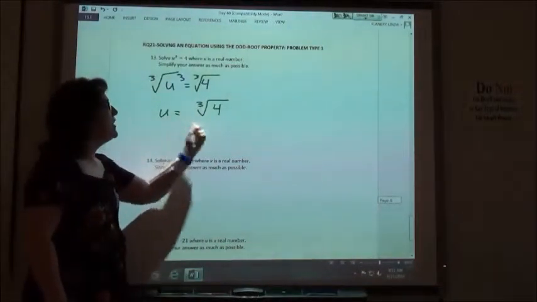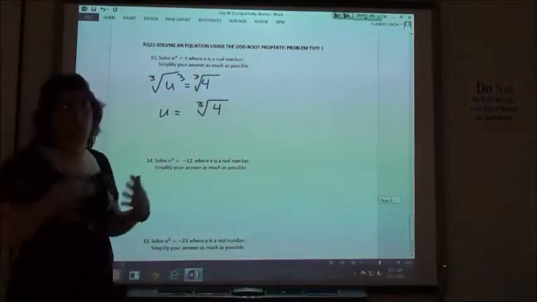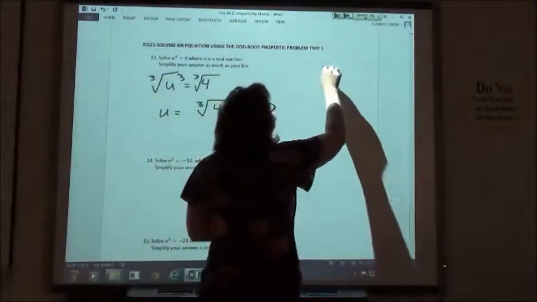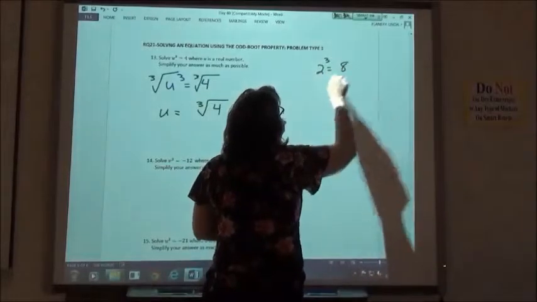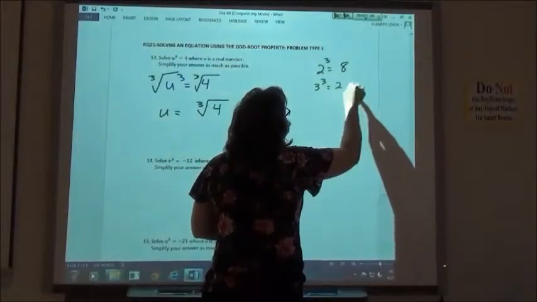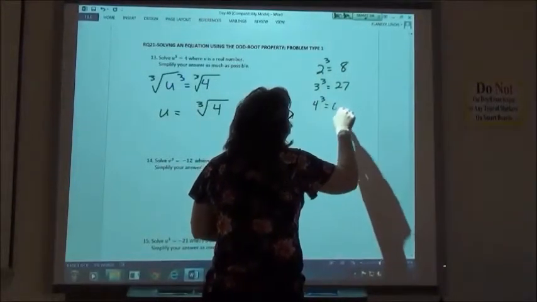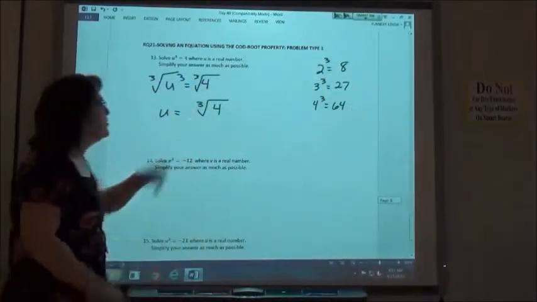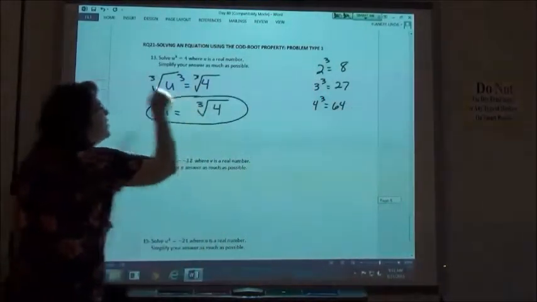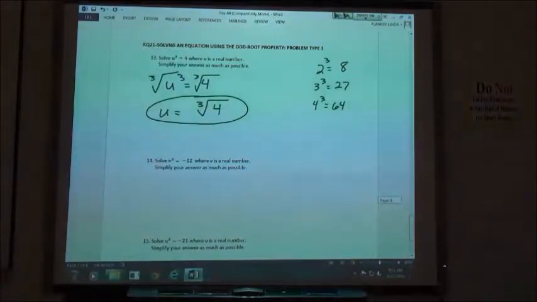Again, I would want to simplify this if I could, but when we simplified cubed roots, we said 2 cubed is 8, 3 cubed is 27, 4 cubed was 64. Obviously all those numbers are too big. I can't simplify this one. So my answer is just going to be the cubed root of 4.